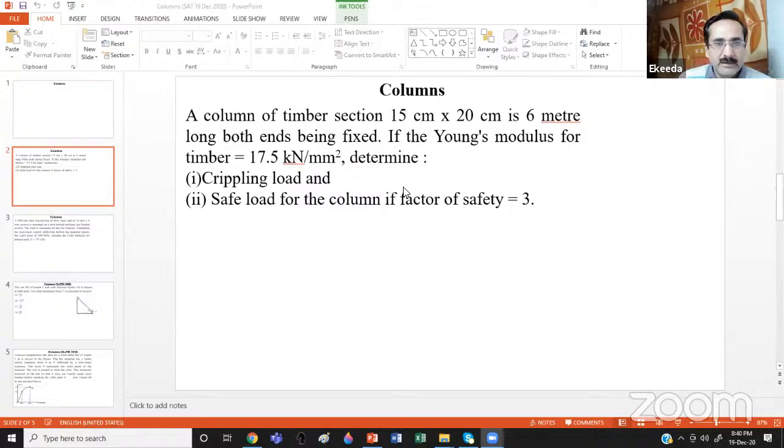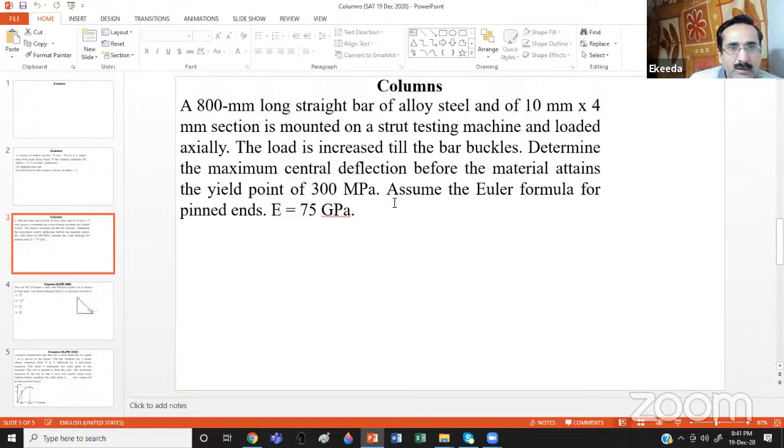So let us take the second part, one more question for this. Let us take this question. I will do the screen share, but before that, an 800 millimeter long straight bar of alloy steel and 10 millimeter by 4 millimeter section is mounted on a strut testing machine.